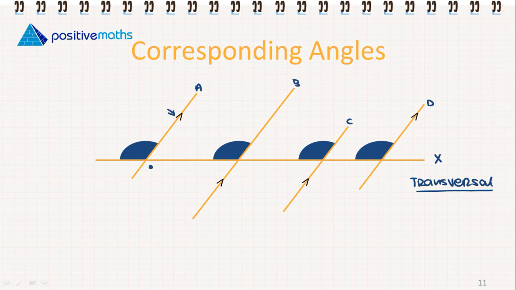If we then look at these angles that I'm marking with the dot, they're also all going to be equal to each other. The angles that I'm marking with a dash are going to be equal to each other. And the angles that I'm marking here just with a little square, they're all going to be equal to each other.